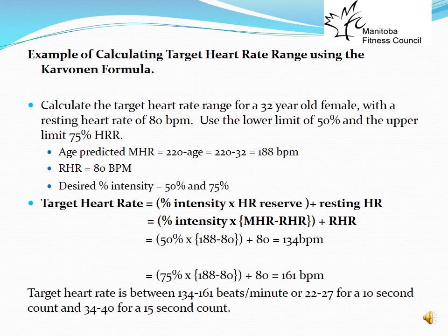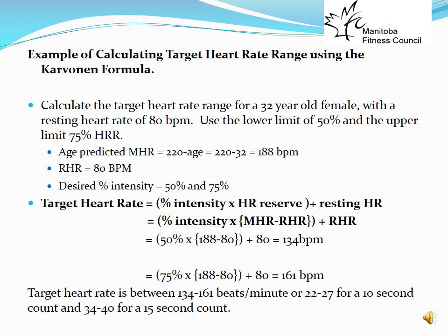It is extremely important that you do this in order, because if you try to add things in too soon, you get odd numbers. Okay? And you could do that exact same thing now at 75%. So this is going to give her 161 beats per minute. And there you have your answer. So I would say to my client, I want you exercising between 50 and 75% of your heart rate reserve. So when you're doing your cardiovascular exercise, I want your heart rate to be between 134 to 161 beats per minute.